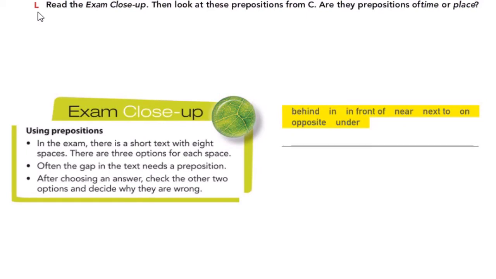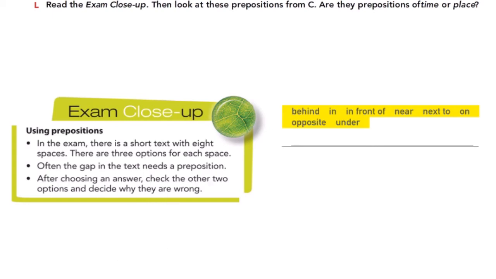Exercise L. Read the exam close-up, then look at these prepositions from C. Are they prepositions of time or place? The exam close-up, let's read it together. Using prepositions. In the exam, there is a short text with 8 spaces. There are 3 options for each space. Often the gap in the text needs a preposition. After choosing an answer, check the other 2 options and decide why they are wrong.